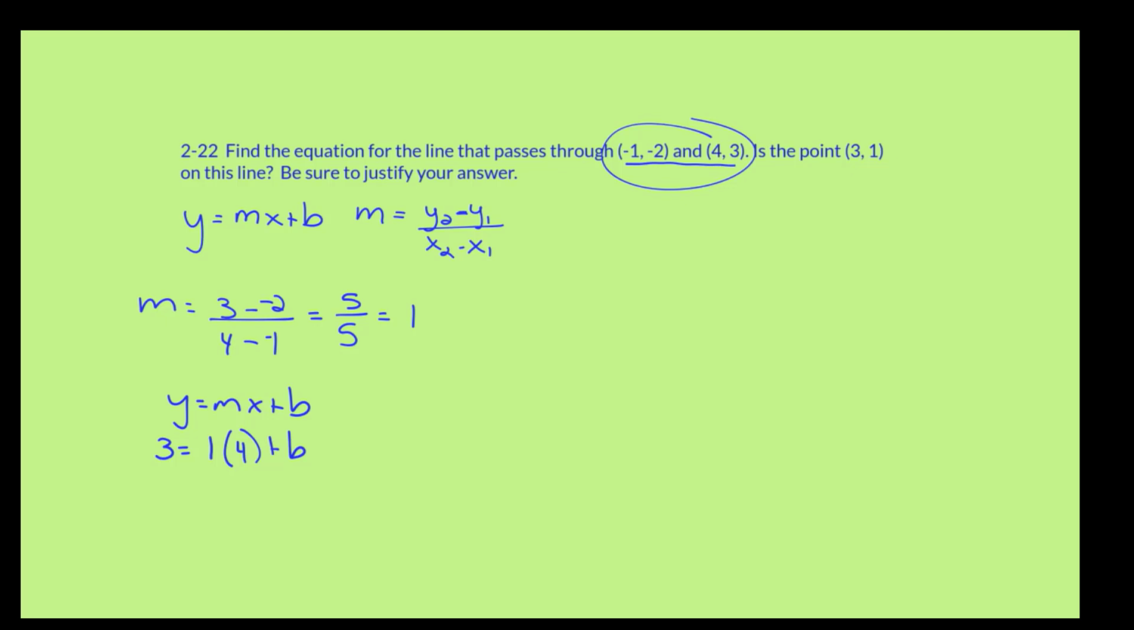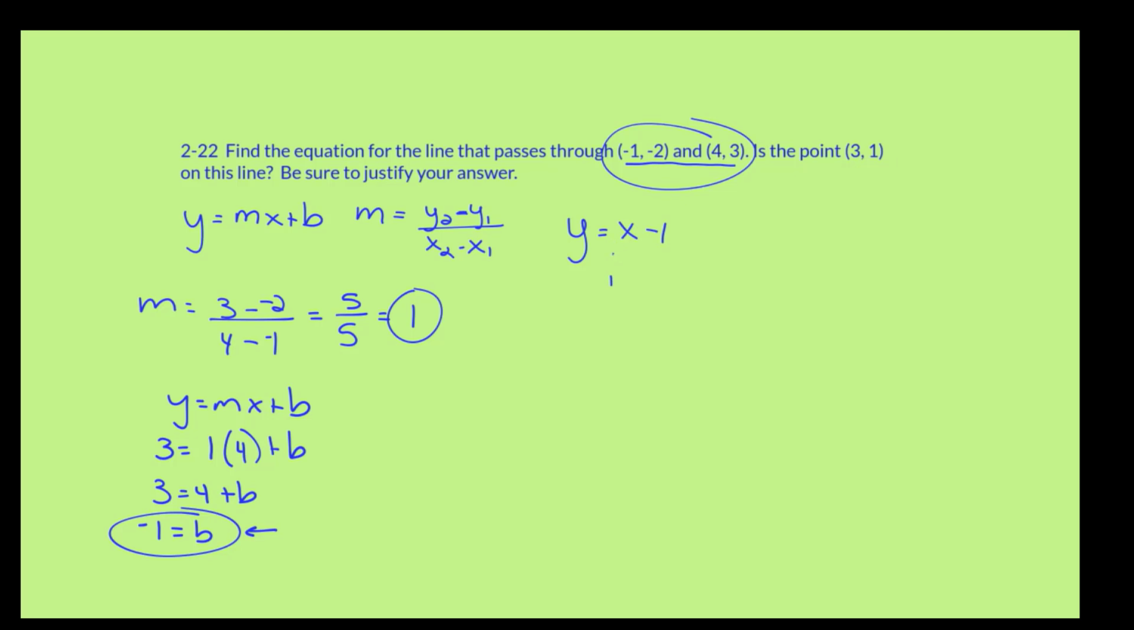So that is 3 equals 4 plus b. We subtract 4, so that it's going to end up equaling -1. That's our b. So now we have an equation. Our equation for this line will be taking the slope that we have found and the y-intercept that we have found here, and our equation will equal y equals x minus 1, because this is 1, okay? So that's our equation. I'm going to go ahead and erase that.